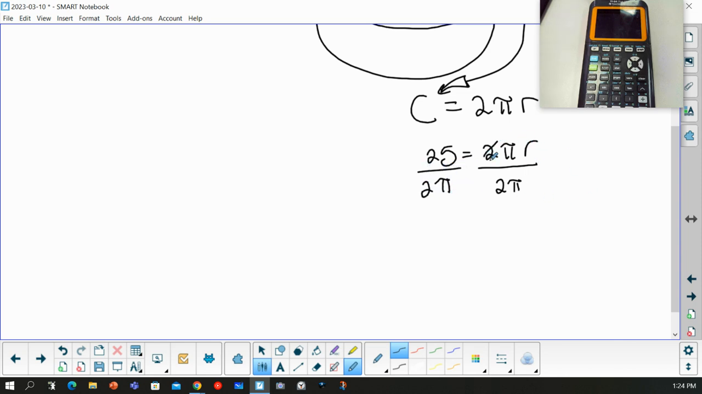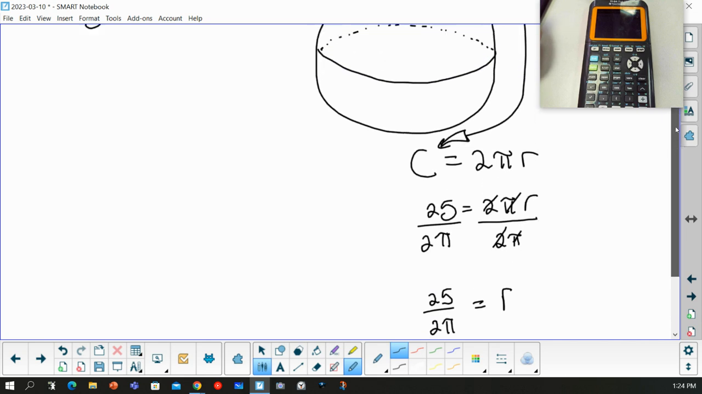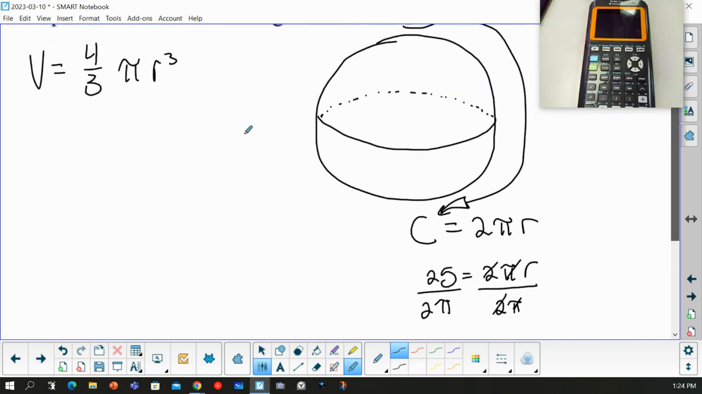On the right-hand side, the 2's cancel. The pi's cancel. I'm left on the right-hand side with just r, which is what I was solving for, the radius. On the left-hand side, I've got 25 divided by 2 pi. So let's write that down. 25 divided by 2 pi. Now, this is my radius. It doesn't look like a number you're used to seeing, but it's still a number, 25 divided by 2 pi. That's exactly what I want to plug in there for that r.